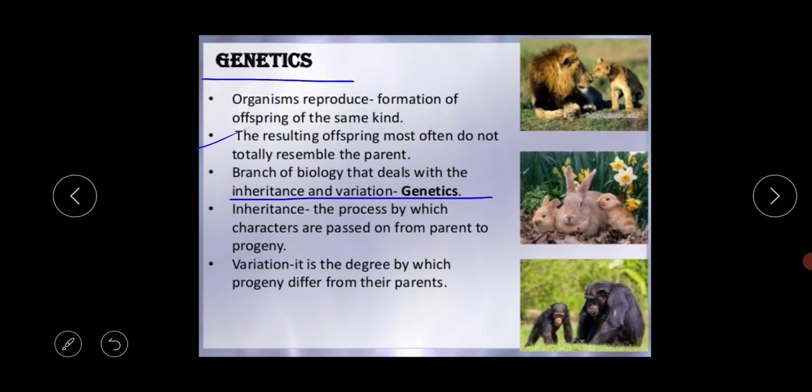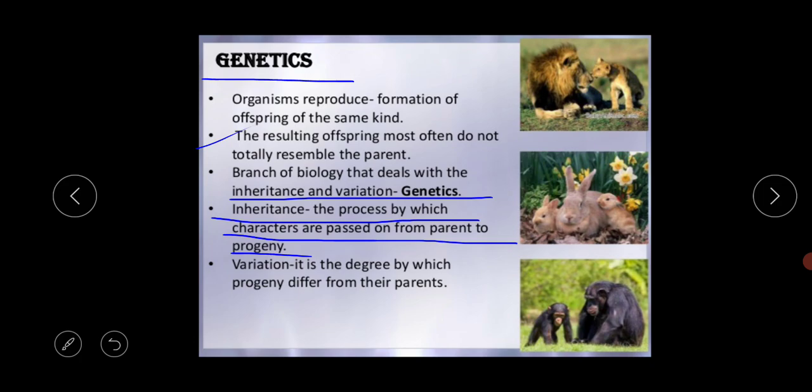This is our survival strategy. We do not look like our parents. More or less the same characteristics can be there, the same types can be there, but the looks can be different. Some characteristics must be different. So this is where variety and variation come from. And inheritance is the process by which characters are passed on from parent to progeny by the gene. This is the basic thing of genetics.